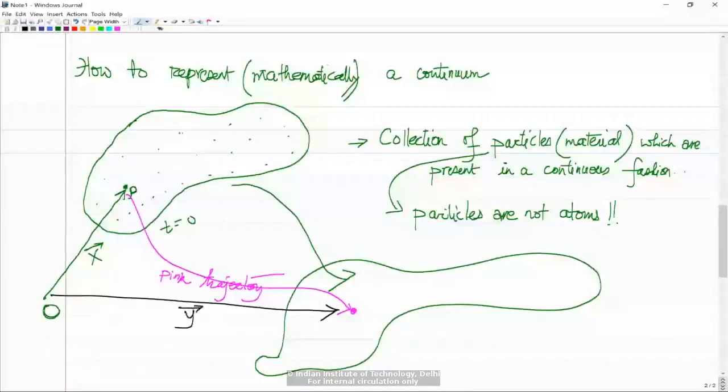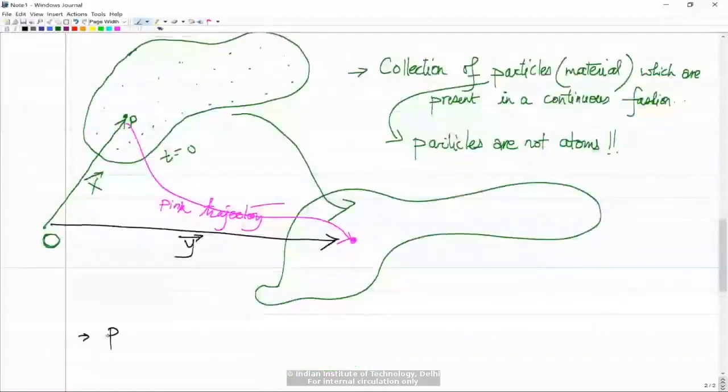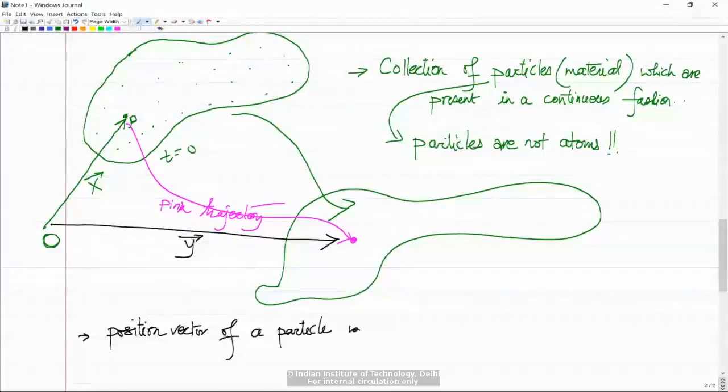So when we say we can represent a particle using the position vector, then you instantly also notice that the position vectors are not fixed for a particle. It is changing from time to time, right? The position vector of a particle is changing from time to time. If any one of you are not able to follow anything, please interrupt me.